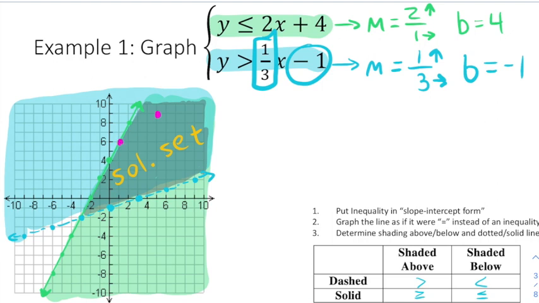A point on this green line, because the green line's solid and represents solutions, is technically shaded both green and blue and would be a solution. A point on the blue dashed line is shaded green, so it's a solution to the green inequality, but remember dashed lines are not solutions, they're just boundaries, so this would actually not be a solution.